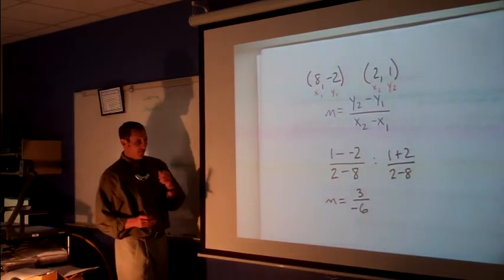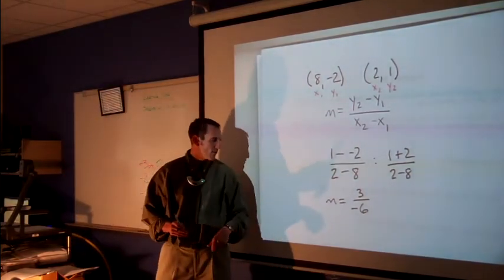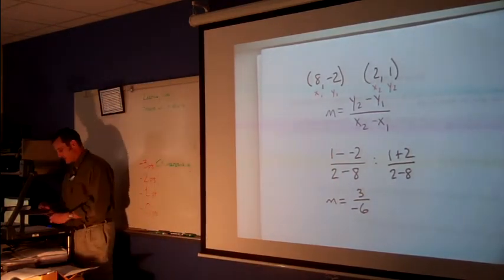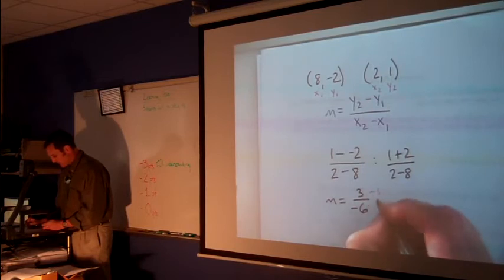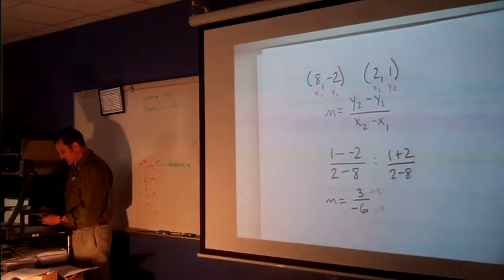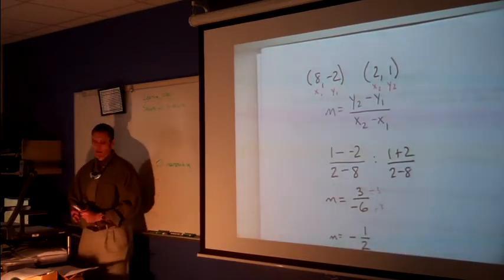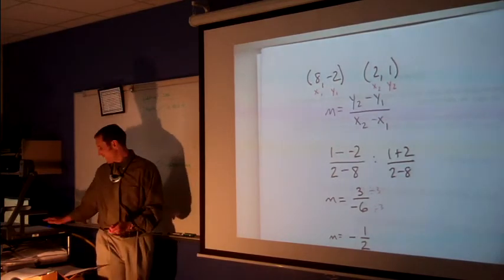And we can simplify this. 3 over negative 6 is a negative slope, but we can simplify it. The top and the bottom can both be divided by 3. That leaves us with a slope of negative 1/2. So here we have found our slope, negative 1/2.